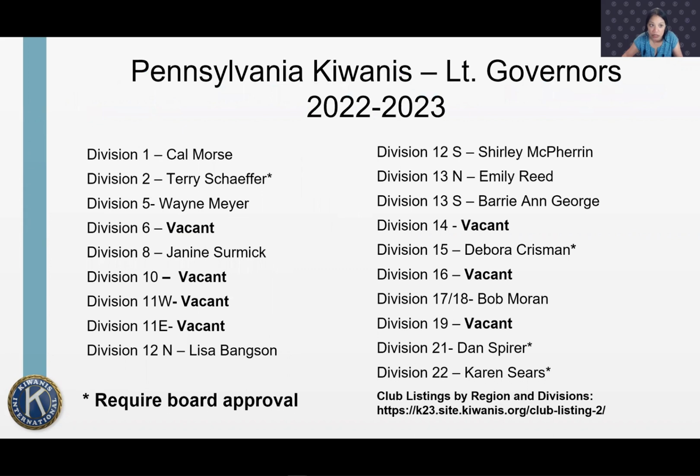Our lieutenant governors, I won't read all their names, but if you see a vacant next to that division, that means we currently do not have one at this time. And we just actually had a board meeting. So it says here with the asterisk, they would be needing a board approval. We just had one, so they're all approved. And Division 14 actually has a Lieutenant Governor, Alan Shepard from the Kiwanis Club of Bloomsburg. So we are excited that we only have 6 vacancies, but we're making a dent there.